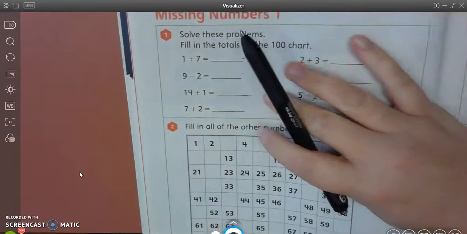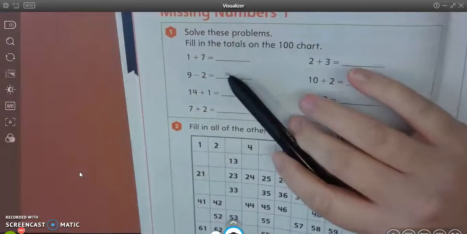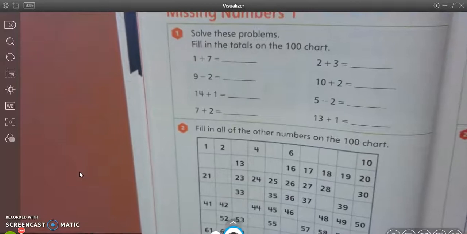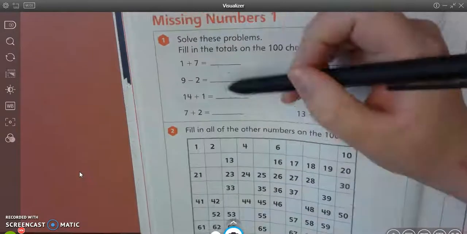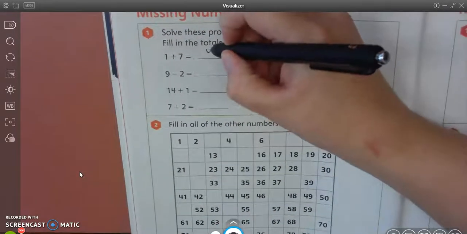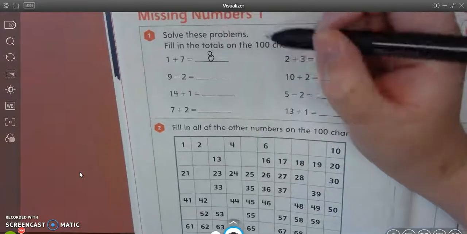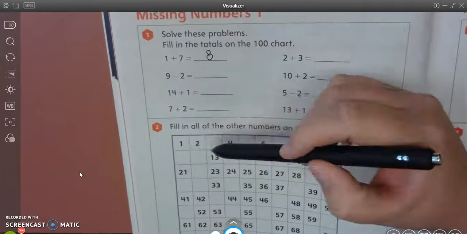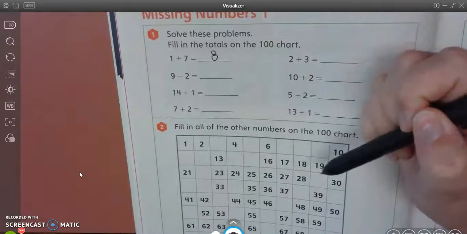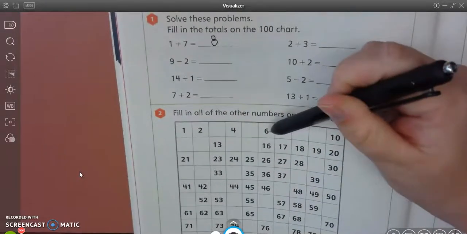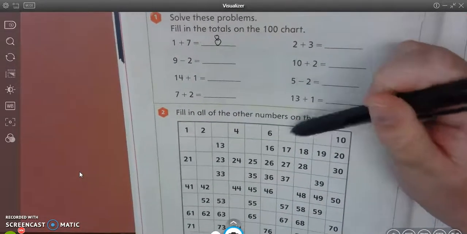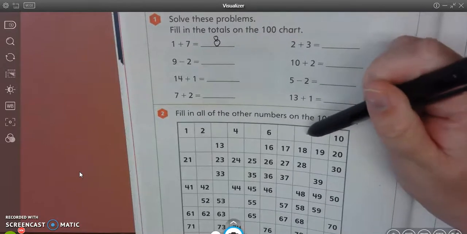So what you're going to do is you're first going to solve these problems knowing what you know about addition and subtraction. I know that 1 more than 7 is 8, so I'm going to fill that in. And then I'm going to come and find where 8 would go on my 100's chart. I see the number 6 here. I know after 6 comes 7, and then there is 8.